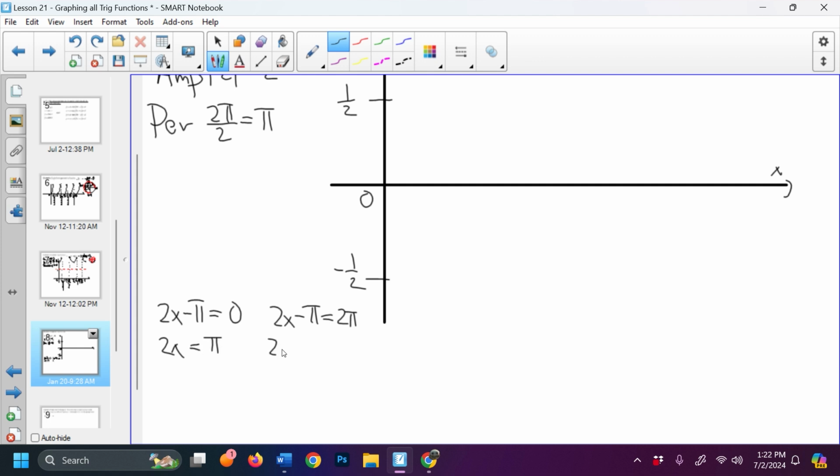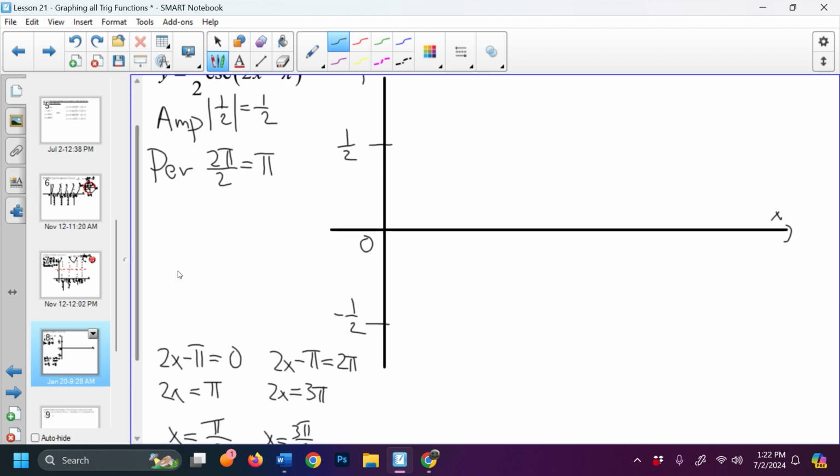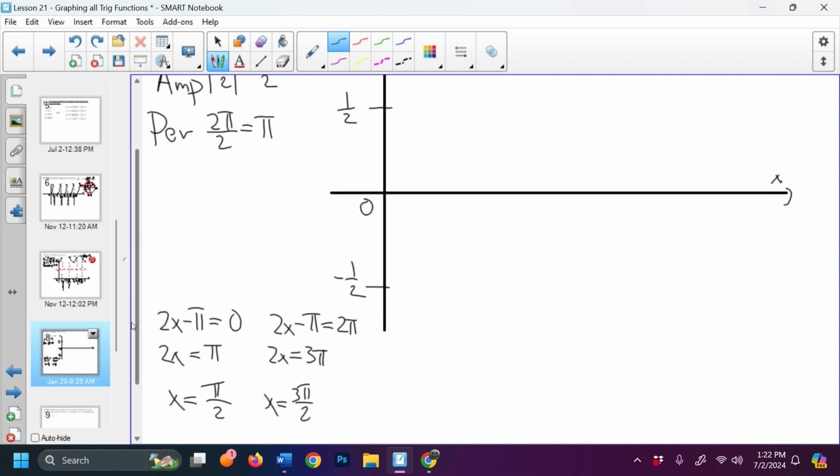And for this one, it'll be 2x is equal to 3 pi. And then if I divide both sides by 2, I have x equaling pi over 2 and x equaling 3 pi over 2. So if I go 3 pi over 2 minus pi over 2, I'll get 2 pi over 2, which is pi. And since we found that the period is just pi, I feel very confident in that. And so I will make my first period from pi over 2 to 3 pi over 2.